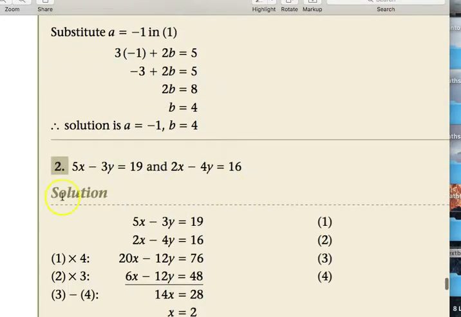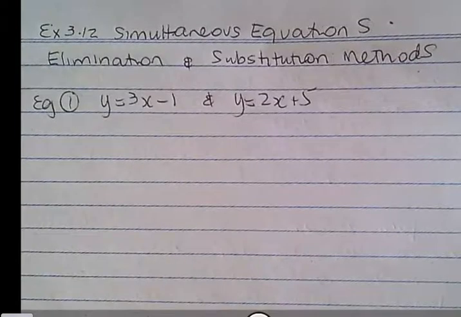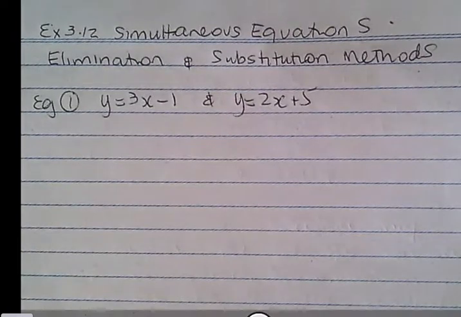But for this second example here, I would definitely use the elimination method. I would not make y or x the subject of either of those and substitute it in. All right? So there are times for each. 3.12, simultaneous equations. We're going to look at both the elimination and the substitution methods.